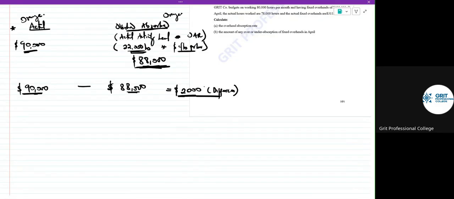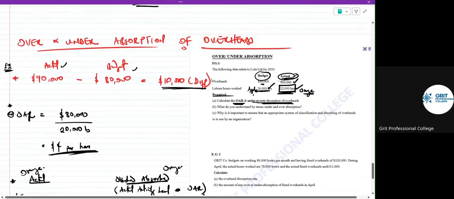So this difference is what we call an under absorption. Meaning that when we were planning our overheads, we under assessed it. And so it turned out that the actual cost is more than what we intended it to be. That is all. I hope this is clear, please. The understanding is quite okay.